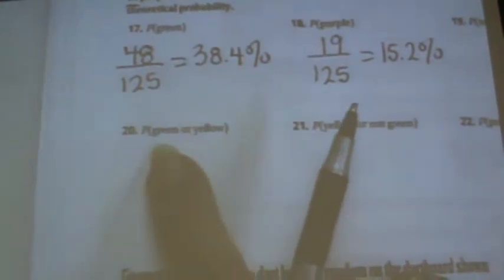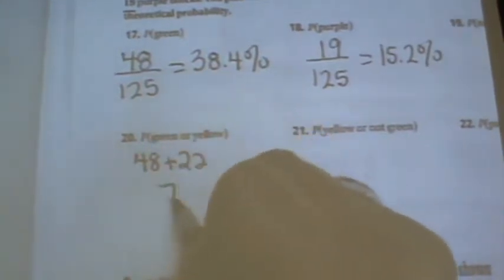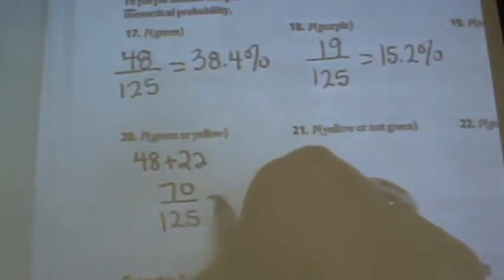How many are green or yellow? 70. How'd you get 70? I added 48 and 22. That's what I did. 70 out of 125. What percent is that?